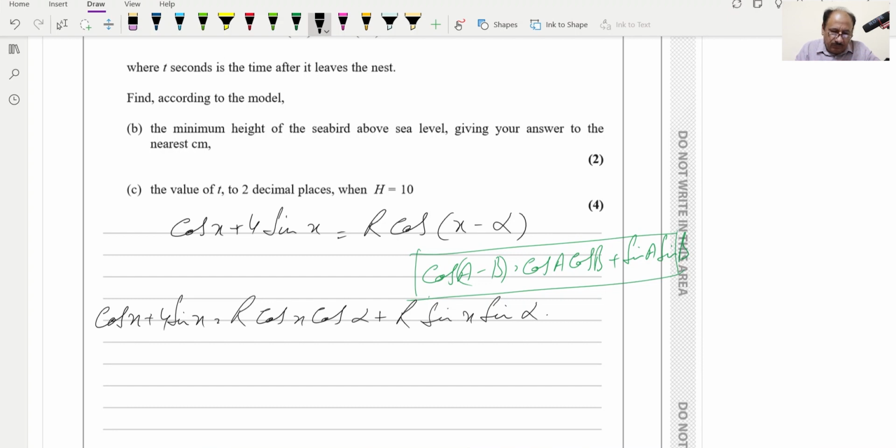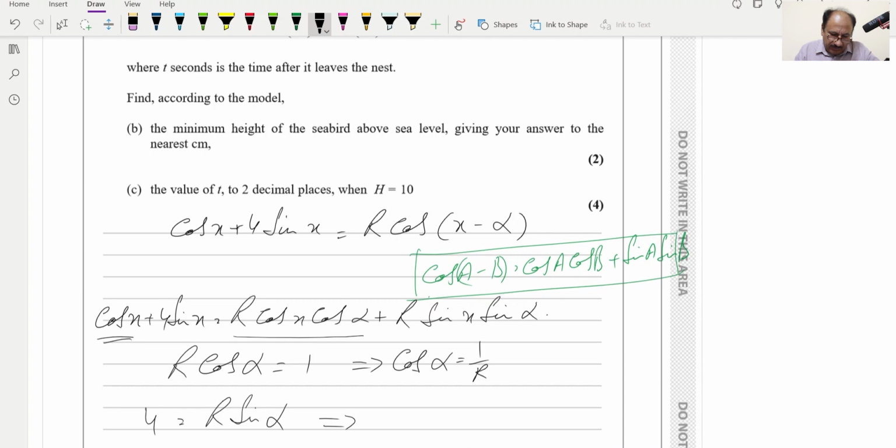And now we can compare both sides, basically coefficients. This is cos x and r cos alpha. So r cos alpha is equal to 1, and the second equation will be 4 is equal to r sin alpha. So we are comparing this one, and this implies cos of alpha is equal to 1 over r, and sine of alpha is equal to 4 over r.